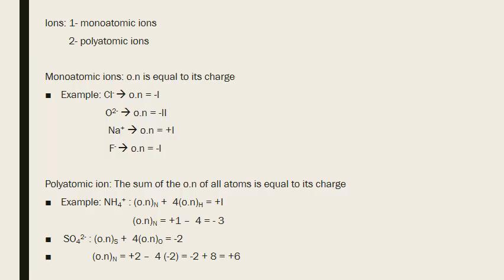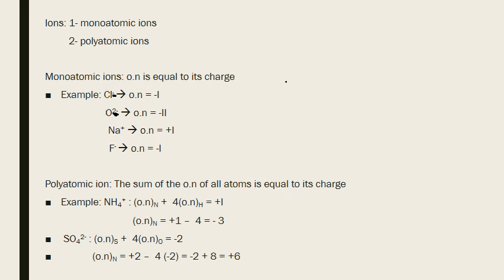We then looked at the oxidation numbers for ions. There are 2 types of ions, monoatomic ions and polyatomic ions. We're first going to focus on monoatomic ions. So for example, Cl- has a charge of -1. Here's where you see the charge, so the oxidation number is -1. O2-, oxygen has a charge of 2-, so the oxidation number is -2, and so on.